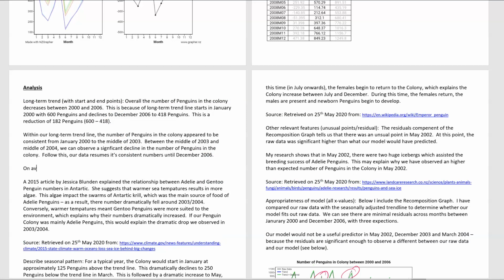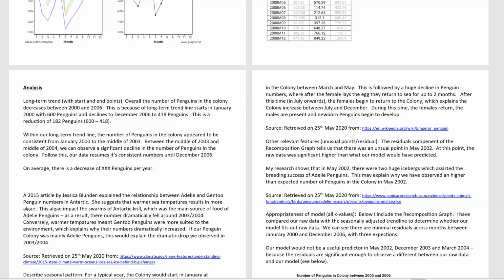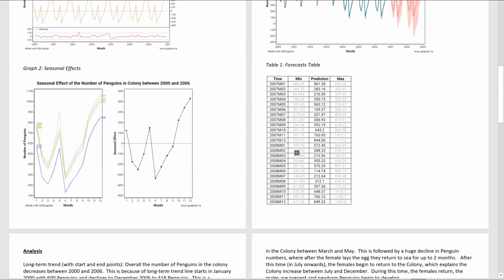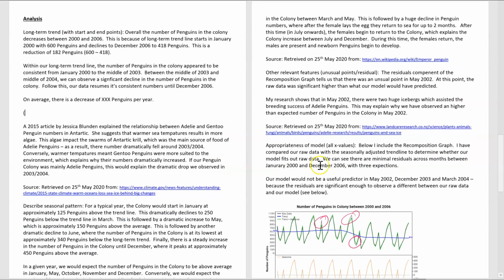So on average, there is a decrease of XXX per year. So XXX penguins per year. And I'm just going to go ahead and calculate that. Just do my working below. So if we scroll up, our start point was 600, our end point was 418, and it was over 6 years. So we're going to go 600 minus 418 divided by 6.